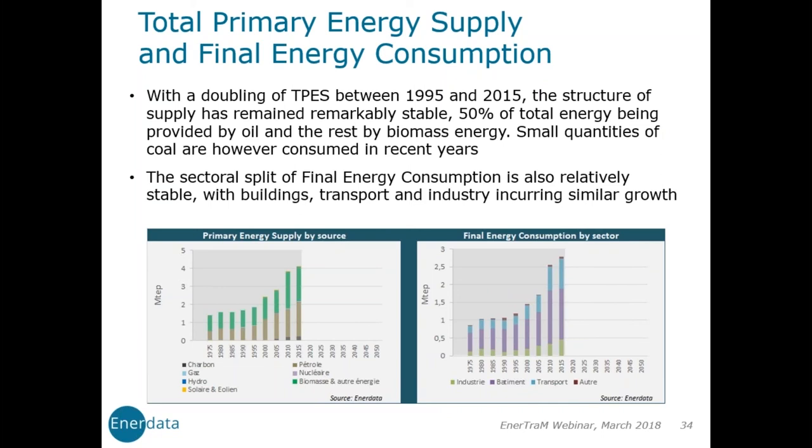Total primary energy supply has doubled between 1995 and 2015. The structure of supply has remained quite stable, with 50% of total energy being provided by oil and the rest by biomass energy. Small quantities of coal are, however, consumed in recent years. The sectoral split of final energy consumption is also relatively stable, with buildings, transport, and industry incurring for now quite similar growth, as illustrated by the diagram on the right part.